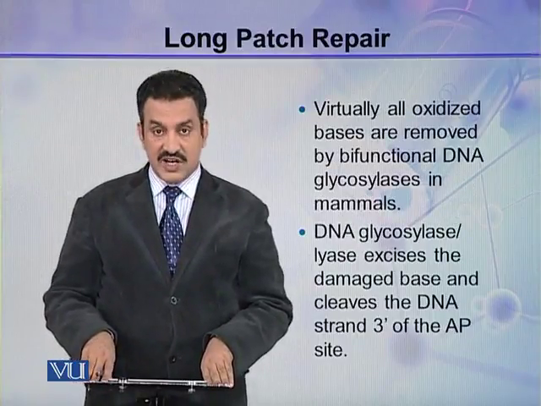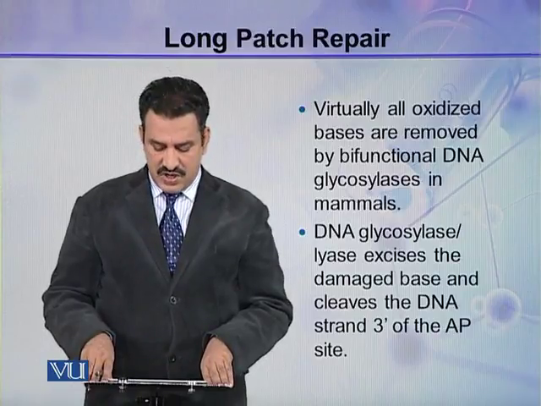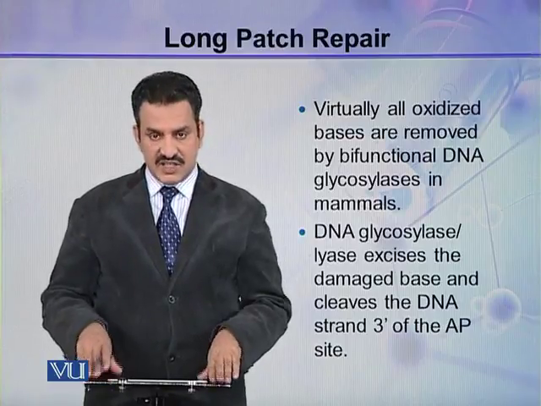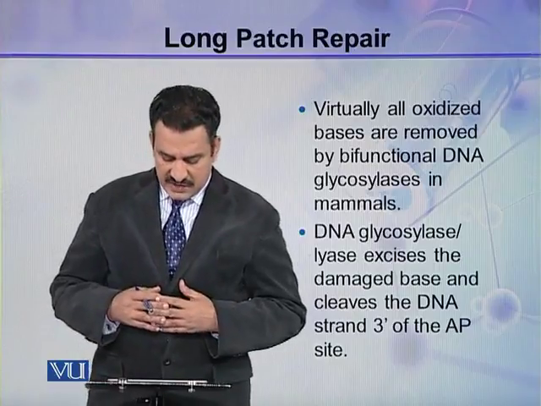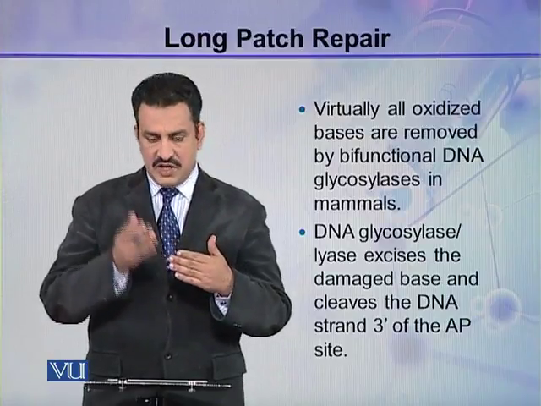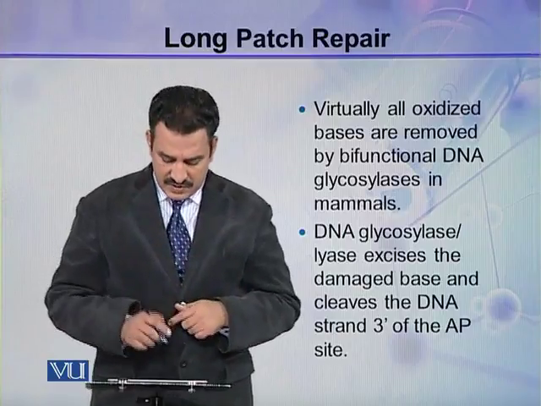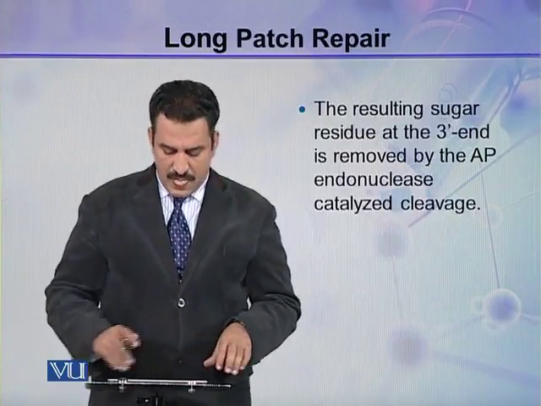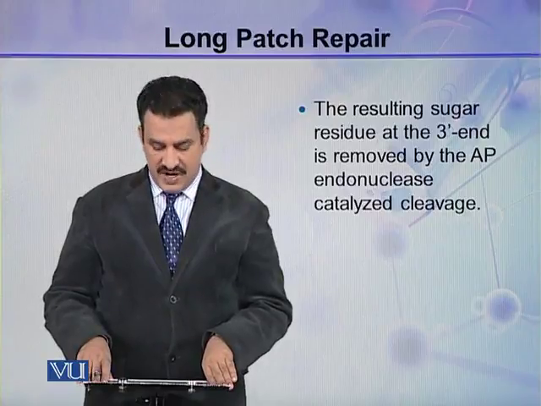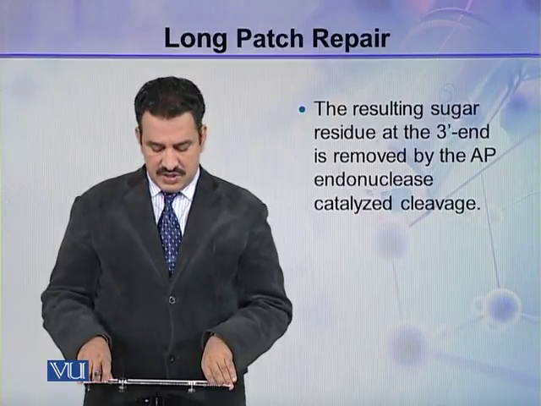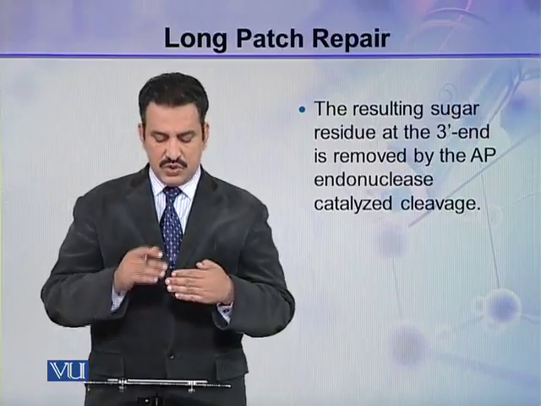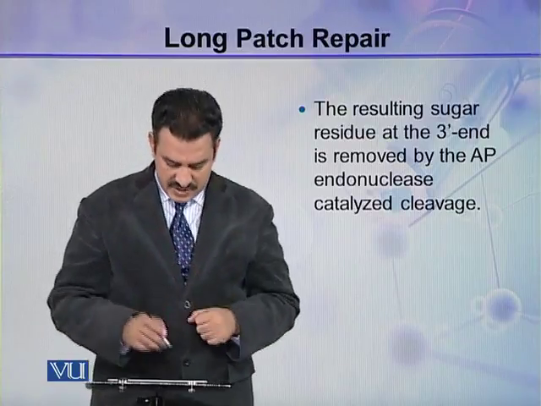Virtually all the oxidized bases are removed by bifunctional DNA glycosylases in mammals. DNA glycosylase lyase excises the damaged base and cleaves the DNA strand 3' of the AP site. So on the 3' of the AP site, the strand is cleaved by this DNA glycosylase lyase. The resulting sugar residue at the 3' end is removed by the AP endonuclease catalyzed cleavage. So AP endonuclease cleaves the sugar remaining at the 3' end.